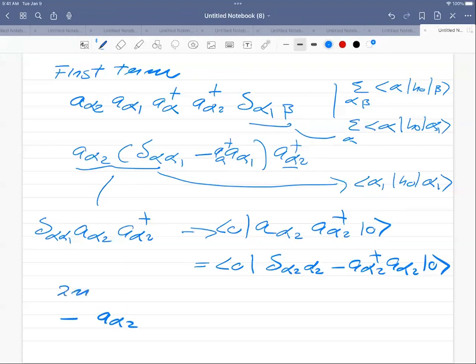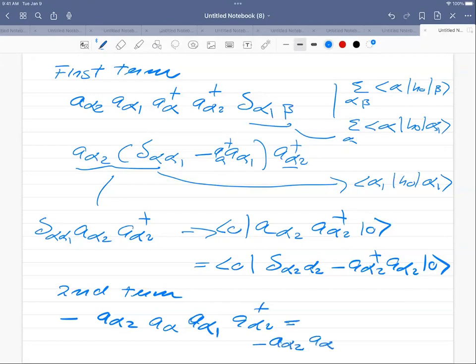So the second term of this expression: we have a minus, and then an A alpha, an A alpha 1, and an A alpha 2 dagger. No, sorry, it's an A alpha 1, like that. Now here we would again use the anti-commutation rules. So we can rewrite this one as a minus A alpha 2, A alpha here.